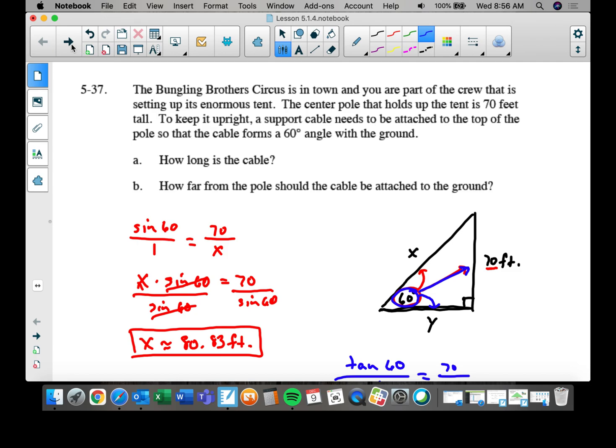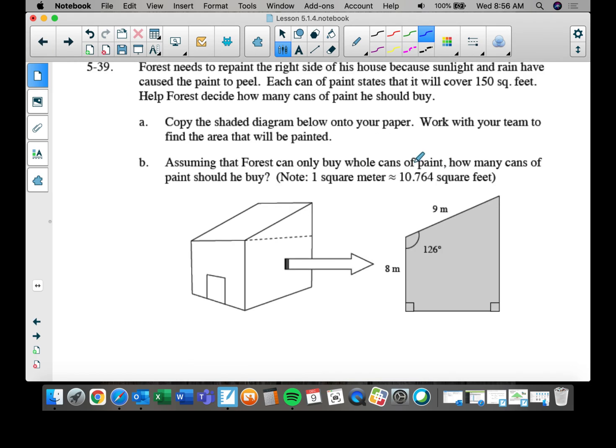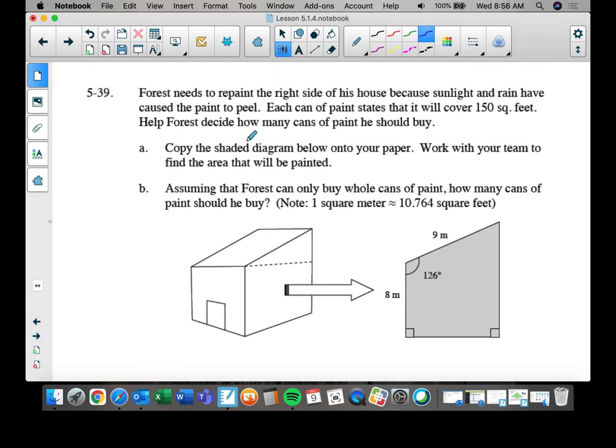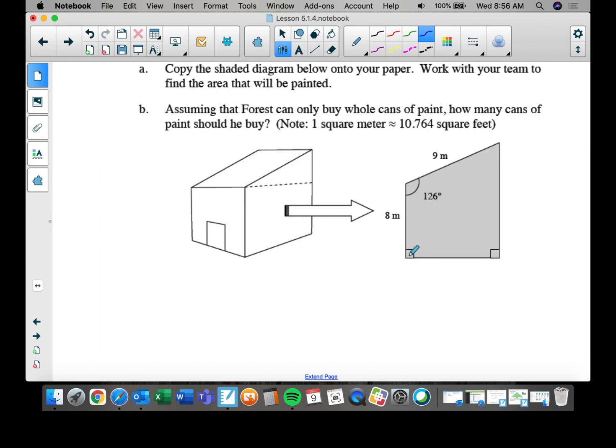Okay? If we take a look at one other type of problem here, notice Forrest needs to repaint the right side of his house because sunlight and rain have caused the paint to peel. Each can of paint states that it's going to cover 150 square feet. We need to help Forrest decide how many cans of paint he needs to buy. So we've already got the picture here, okay, and we're going to try to find the area of the painted region. So if we go through and we're trying to find, we don't have an area of this, so we need to break this into pieces so that of something I do have the area of.